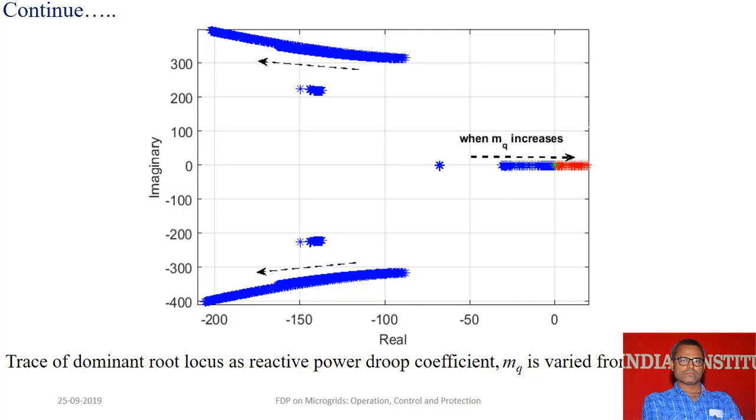So now this is the locus, the trace of the eigenvalue, as the reactive power droop coefficient MQ varies. As MQ increases, it goes here and here. At the point where it touches the imaginary axis, that gives us the oscillatory mode. So this is the impact of varying MQ and NP both, right? And here also, at this point, we call this MQ the critical value.